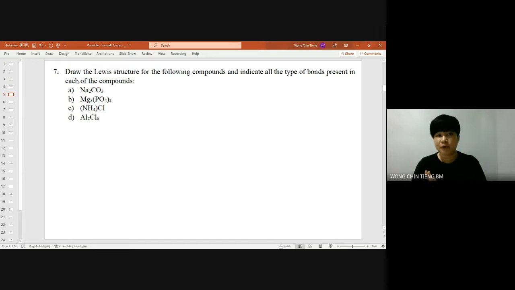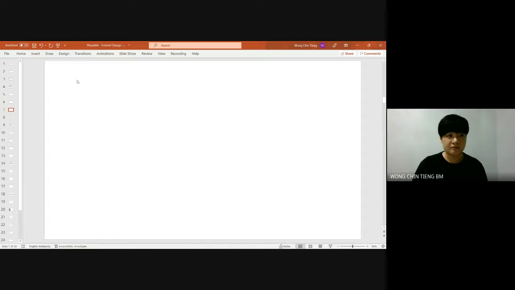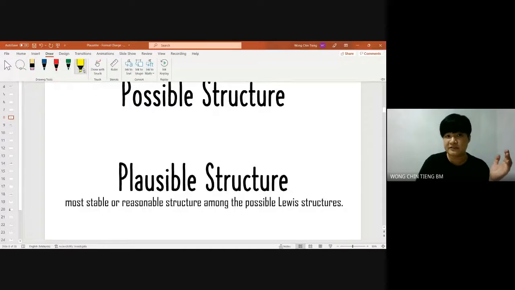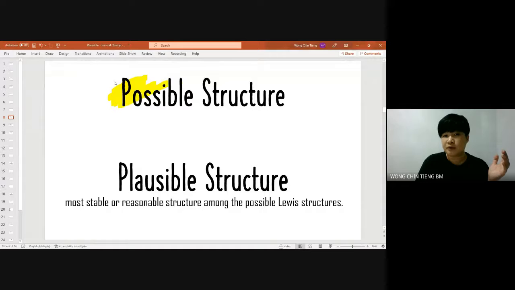Okay, yang ni pun kita dah bincang banyak. Ada masalah? Can you break them down? Okay, can you identify when is the time you have your ionic bond? When is the time that you have your covalent bond? Happy with that? Okay, good. Then we want to move on to this. Okay, possible structure and plausible structure. Looking at the definition of the word first. English word, possible and plausible.